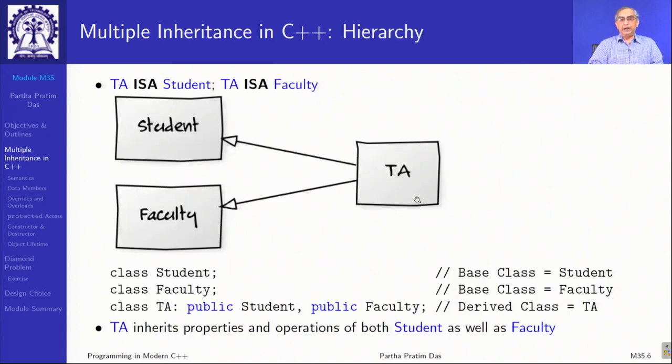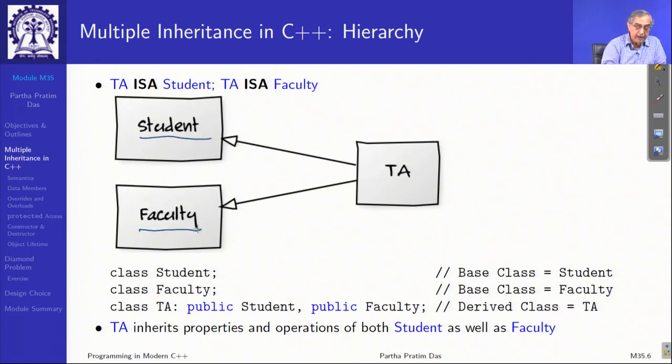So, what is multiple inheritance? As the name suggests, multiple inheritance occurs when in a hierarchy a class has more than one base class that it is specializing from. So, consider the case of students, faculty and the teaching assistant. TA stands for teaching assistant. Now, what is the role of a teaching assistant? A teaching assistant necessarily is a student. So, that justifies this specialization.